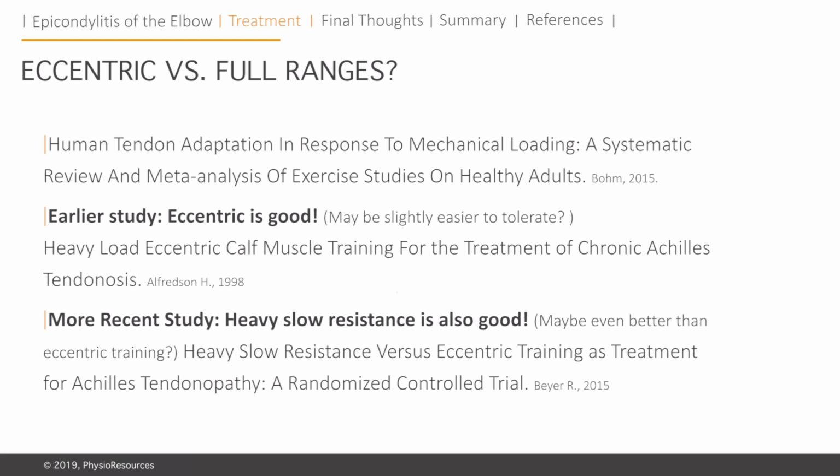So what does this basically mean? This means that eccentric is a decent way of training, and full range training, concentric and eccentric, with heavy loads is a good way of training. So my advice to clinicians would be see what the patient can tolerate and what the patient is into doing, and that is probably a good way to progress with things.